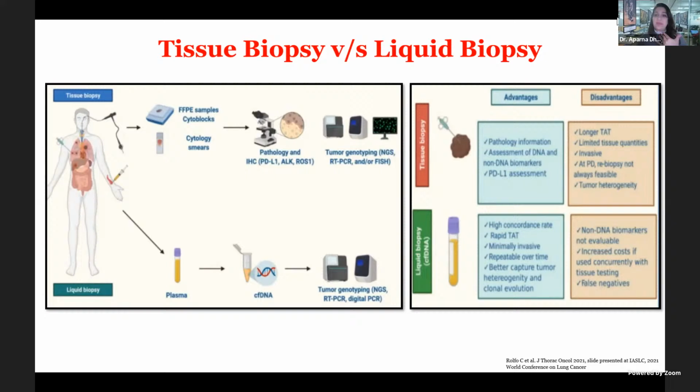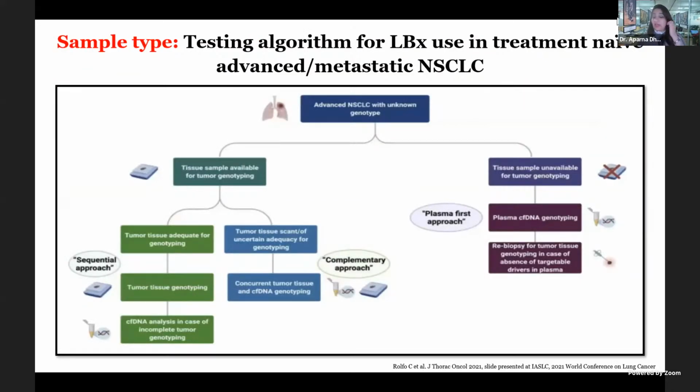So what would be our ideal profiling strategy? In continuation with the NSCLC 2021 consensus statement, it was observed that for treatment-naive patients, at least three approaches were recommended with liquid biopsy. One is a sequential approach, where tissue fails and then you do a liquid biopsy. The second is a complementary approach, tissue and liquid done together upfront, and this is something we're very slowly moving toward. And third is the plasma-first approach.